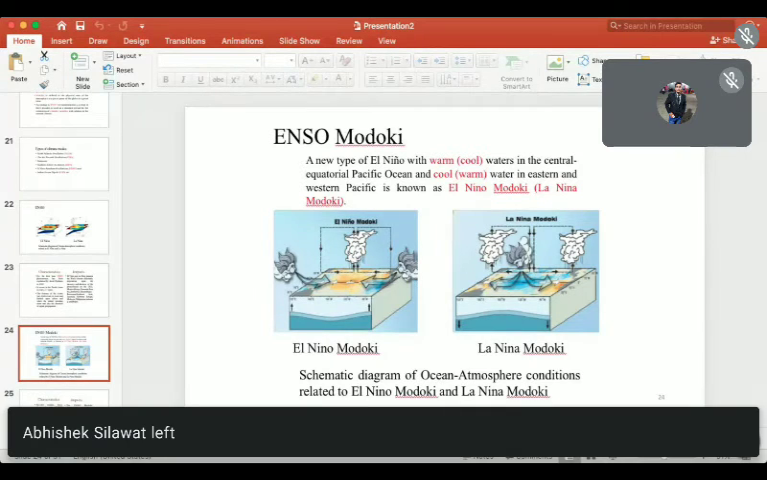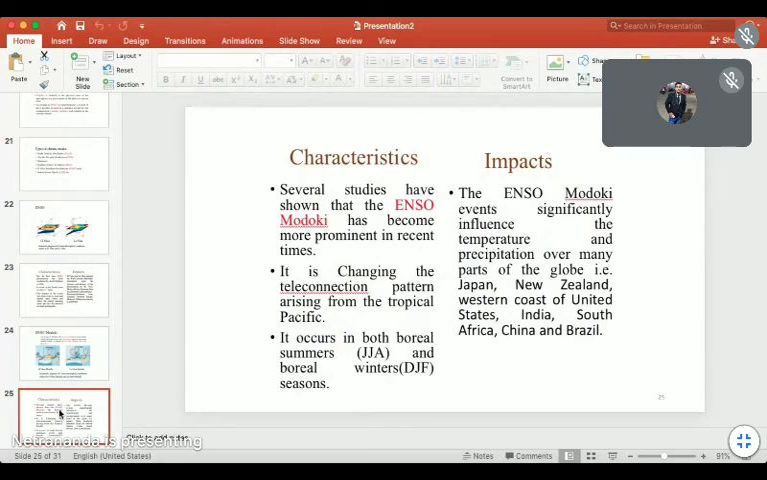So, La Nina Modoki. This Modoki has been coined by Professor Toshio Yamagata of Tokyo University. First time they published a paper in the Nature, and he coined this term Modoki in 2007. He coined the term Modoki as a Japanese term, which means similar but different. Several studies have shown that the Enso Modoki has become more prominent in recent times, and it is changing the teleconnections pattern arising from the tropical Pacific.